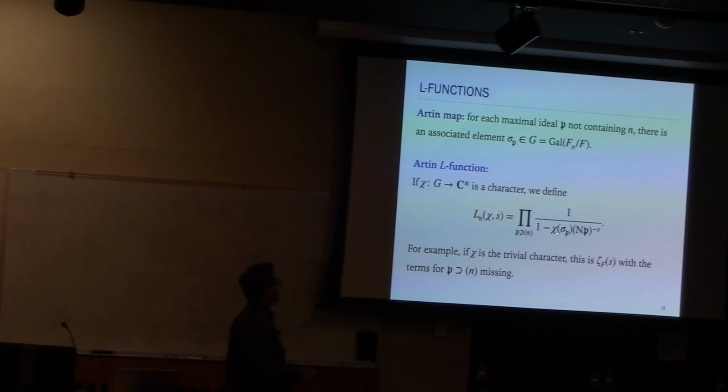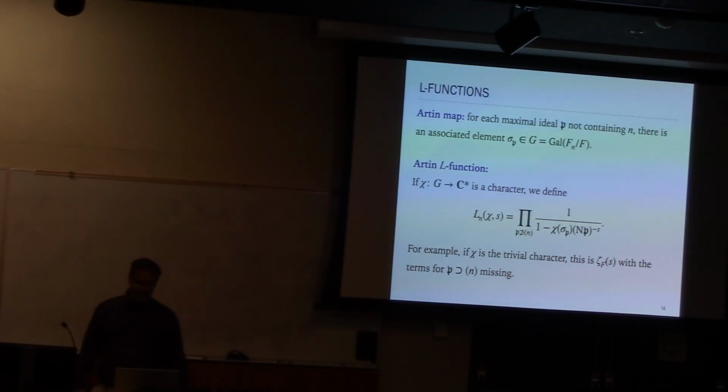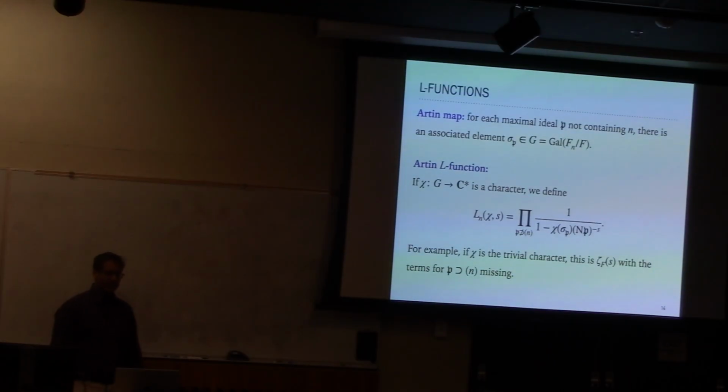And so if chi was the trivial character, this is just 1. This really would just be the same zeta function, except you're excluding those finitely many factors where p contains n. Okay, so that's just a generalization.